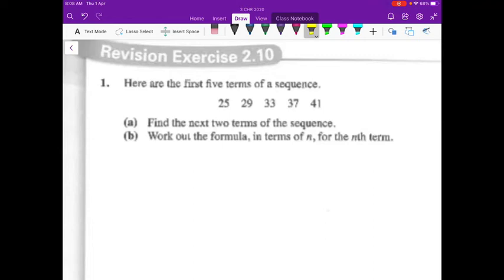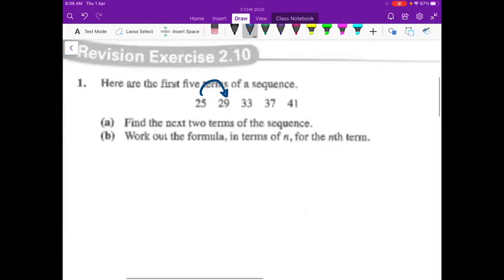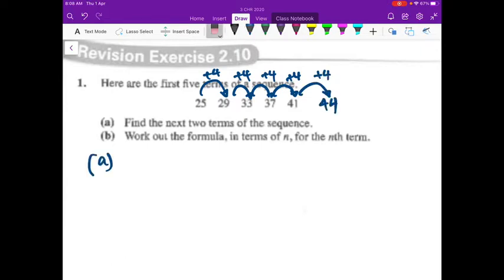Okay, now for exercise 2.10: given the first 5 terms, find the next 2 terms. What is the pattern? The number got bigger, right? We plus 4. Always plus 4 in this case. Plus 4, plus 4, plus 4, plus 4. Then the next one must be plus 4. So 44. So part A. Thank you, 45. The next 2 terms.